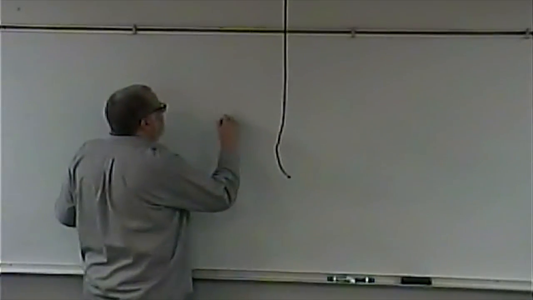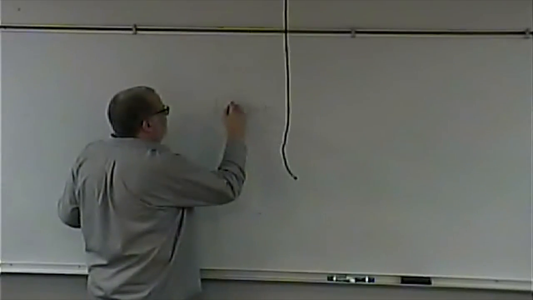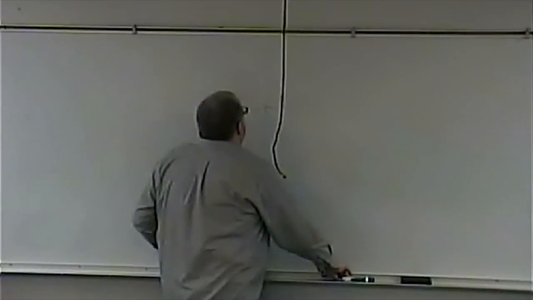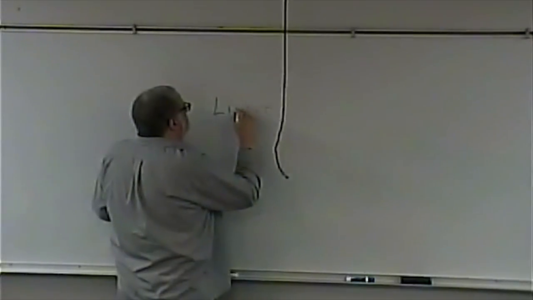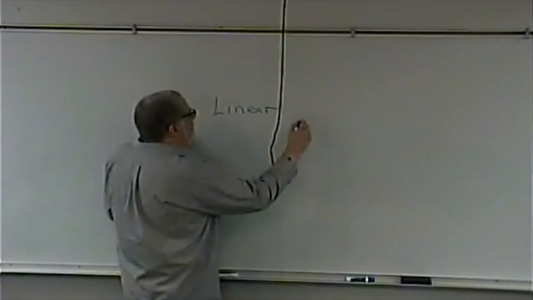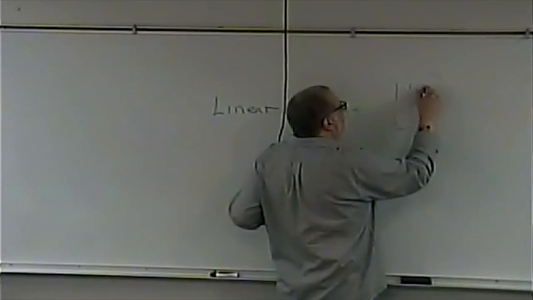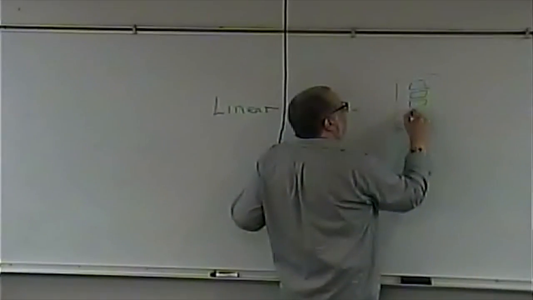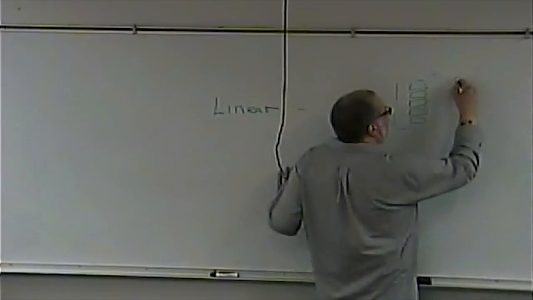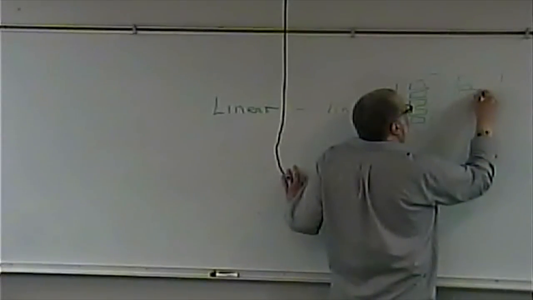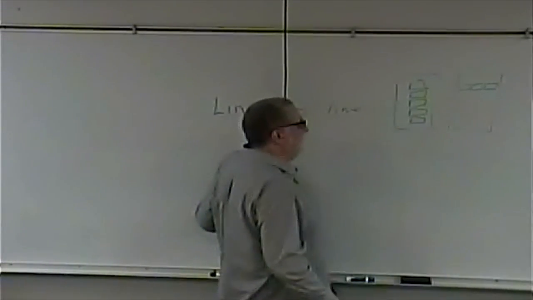There are, and this might not be a complete list, I'm just going based off of my notes, and some things have changed in Android, and it's confusing. First thing we have is a linear layout. Linear means what? A line. So your controls on your screen are lined up either vertically or horizontally. All right, that's a linear layout.